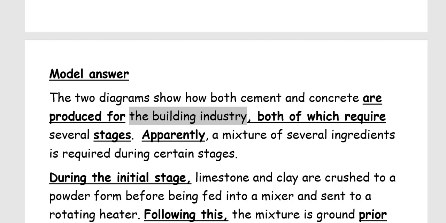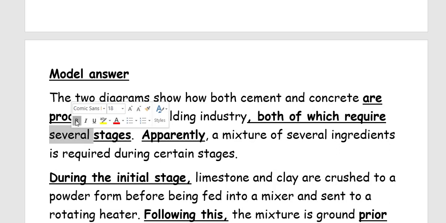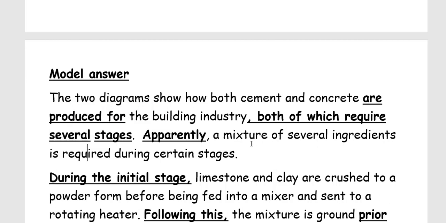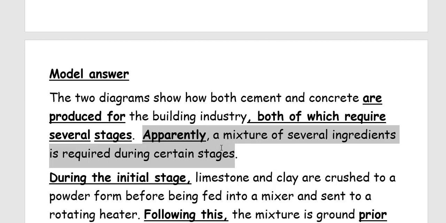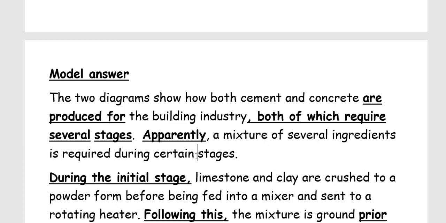Okay, and then explain exactly what they are used for, and then comma, then both of which require, and then several stages. Okay, so put this in your description, okay, because each diagram includes several stages and each stage should be described in detail. Next, apparently a mixture of several ingredients is required during certain stages. So when you are talking about a general picture, you can use the word apparently, which means obviously, clearly.